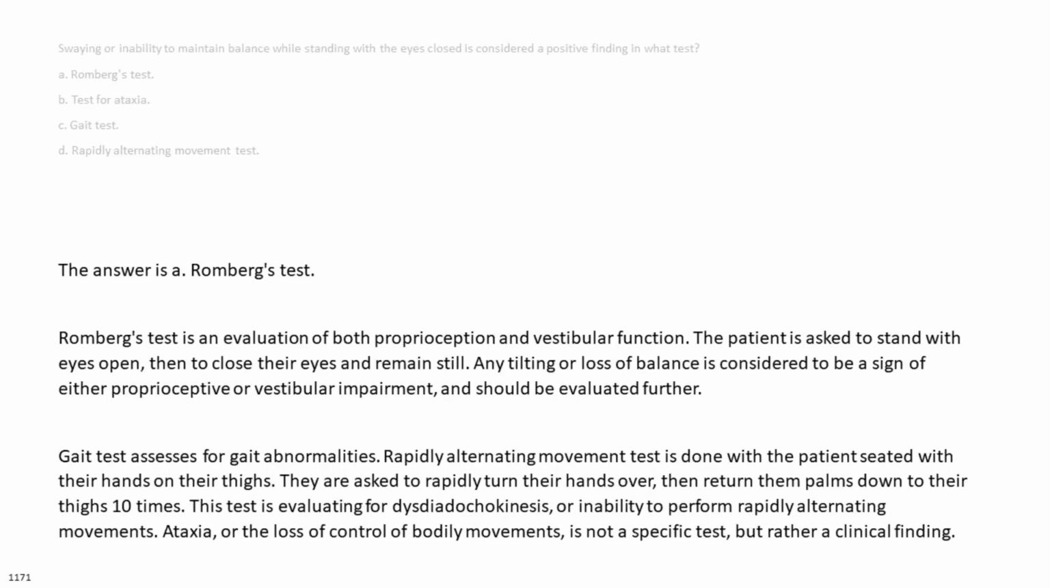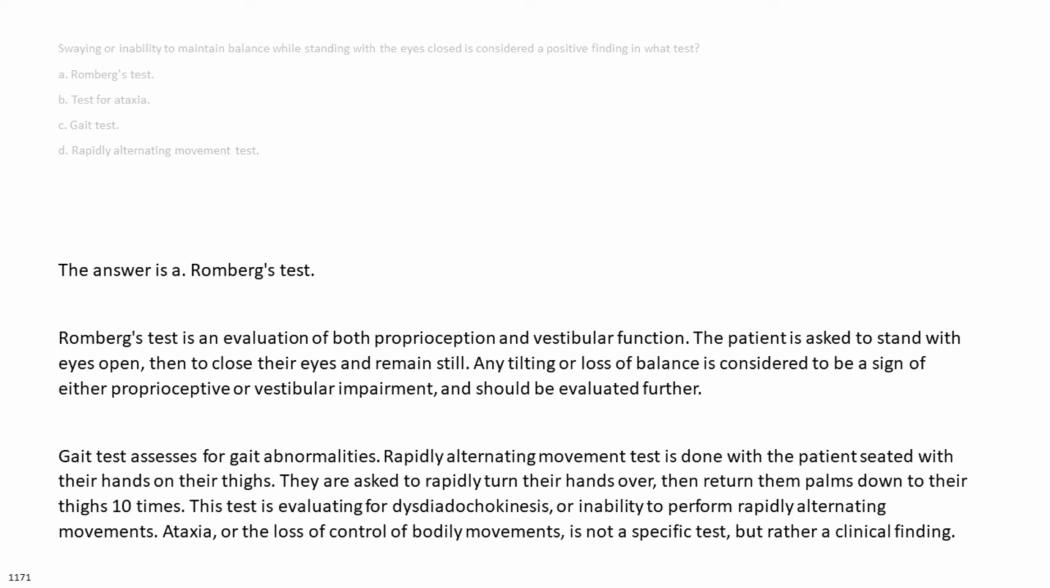The answer is A. Romberg's test. Romberg's test is an evaluation of both proprioception and vestibular function. The patient is asked to stand with eyes open, then to close their eyes and remain still. Any tilting or loss of balance is considered to be a sign of either proprioceptive or vestibular impairment, and should be evaluated further. Gait test assesses for gait abnormalities.